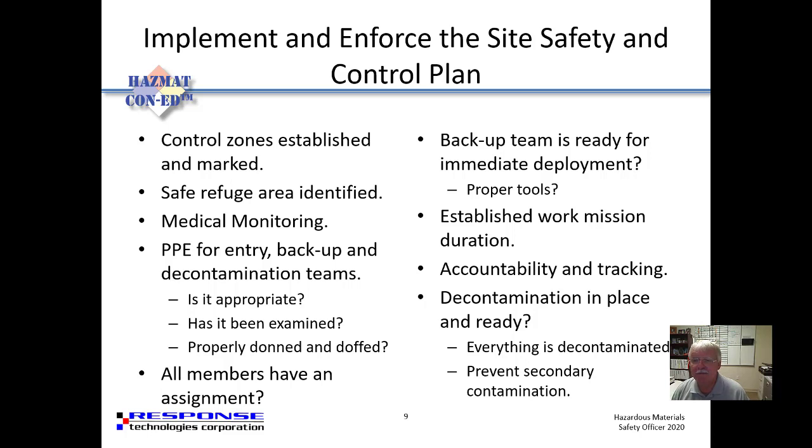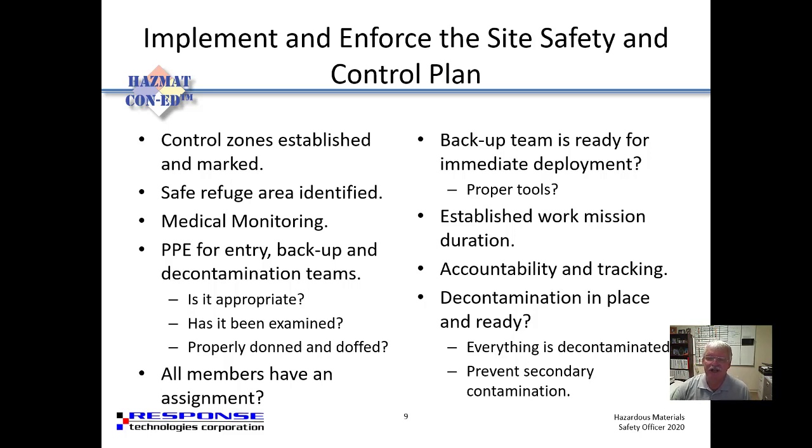Do we have accountability and tracking? Are we tracking people going in and their air pressures and times? Who is doing that? Is that the safety officer typically? Is it the access control officer? Is it the entry supervisor? Whoever is tracking that accountability and those times needs to be consistent.